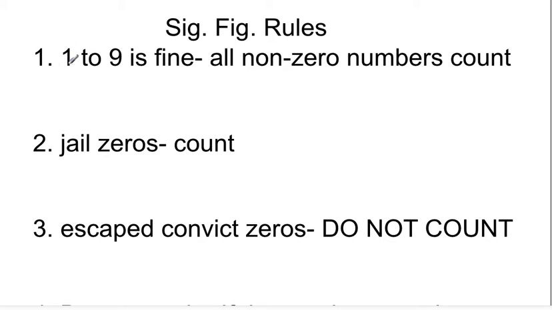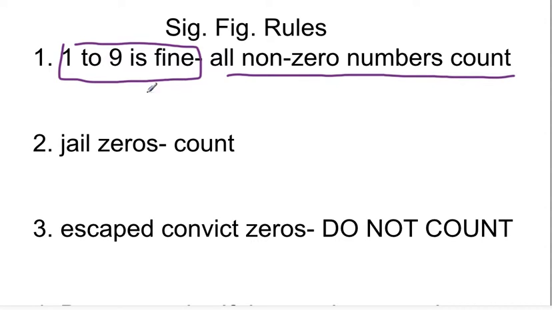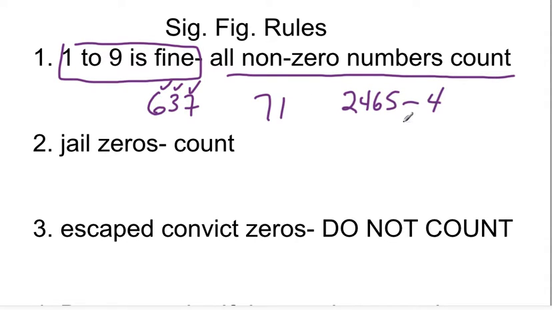So first rule for significant figures is 1 to 9 is fine. That's what I like to say. What does that mean? Any non-zero number automatically counts as a sig fig. So for example, if I had 637, that number would have 1, 2, 3 sig figs because they're all non-zero digits. 71 has 2 sig figs, 2,465 we would consider to have 4 sig figs. So a key rule is 1 to 9 is fine. All non-zero numbers count.